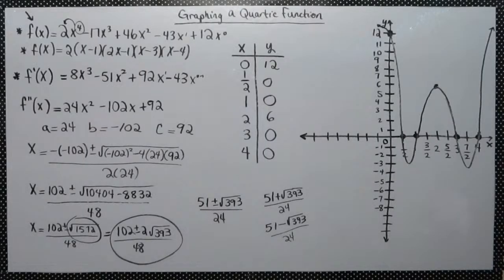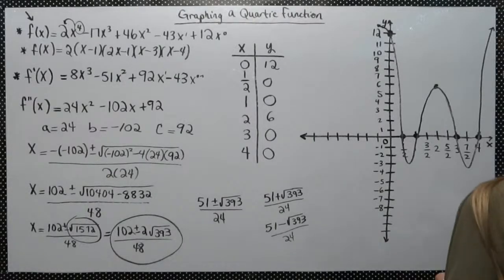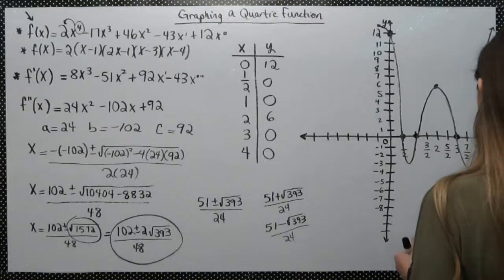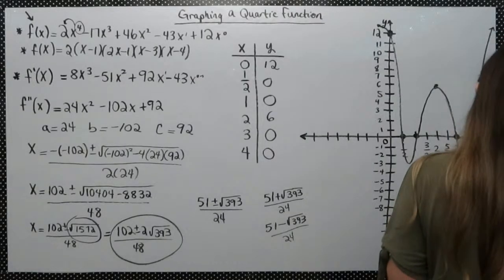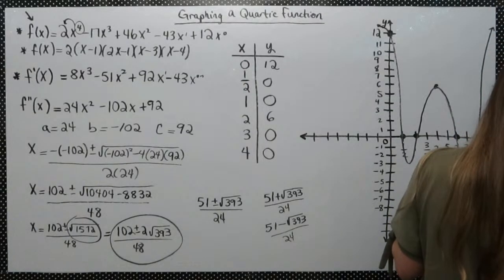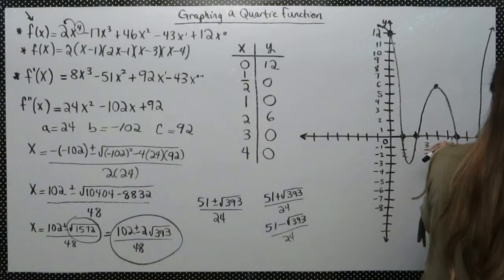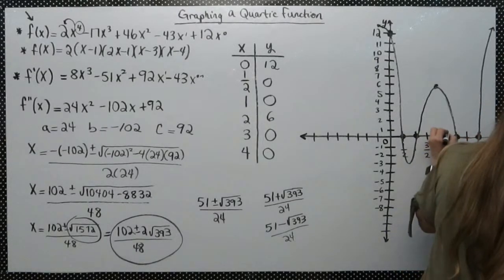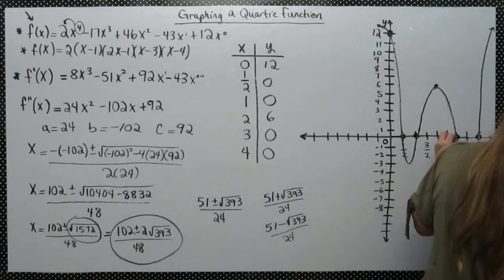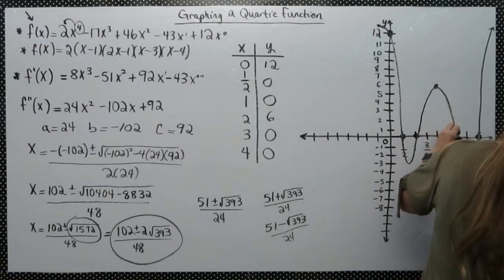Second answer, divided by 24. Okay, that's saying 2.95. So 2.9, so almost at 3. So we're almost at 3 here. It's saying 2.95.